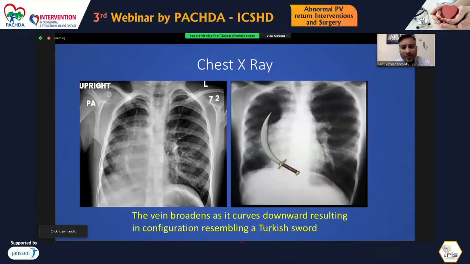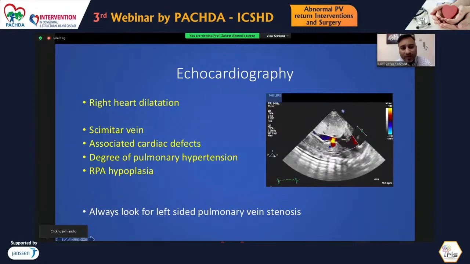In terms of diagnostic workup, we can always start with something very basic like a chest X-ray, and it has been classically described as a Turkish sword, where you could see an anomalous scimitar vein which drains down into the IVC. But honestly speaking, these signs are very subtle in early infantile period, and usually these kind of signs you pick up more in the adult type of presentation. So our bread and butter always is an echocardiogram.